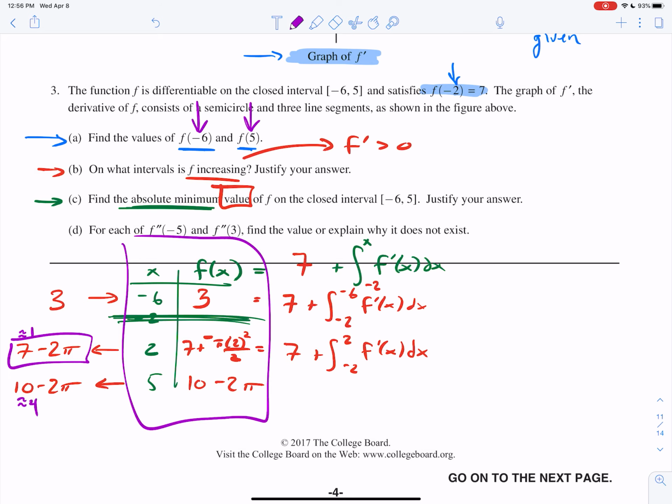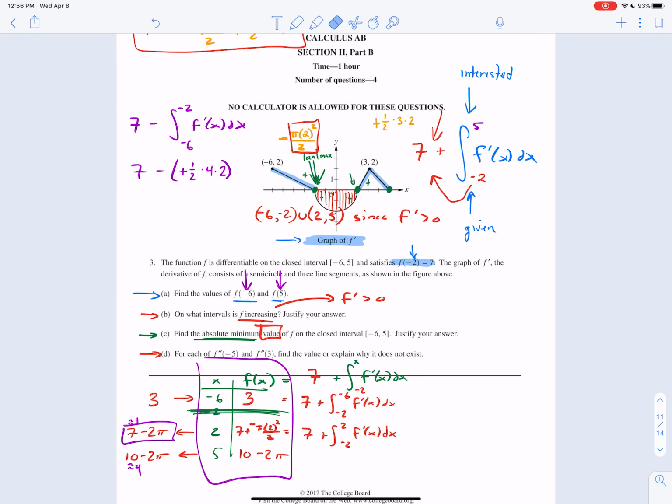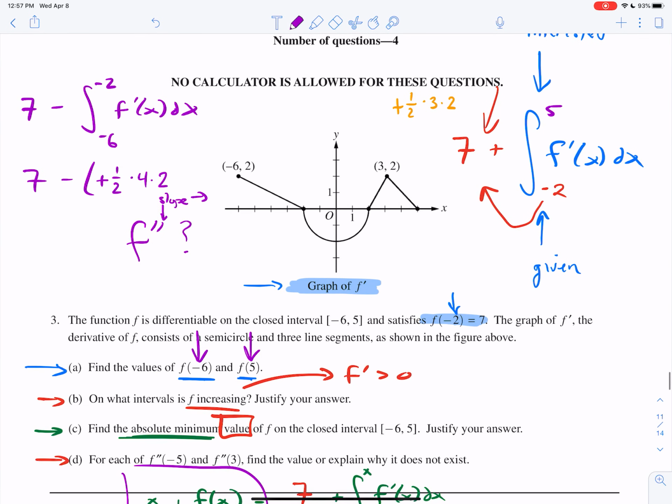Okay, and here's the last one. For each of f double prime of -5 and f double prime of 3, find the value. Okay, so we're given the graph of f prime. Okay, so what does f double prime mean? Okay, it's really just the slope of that. Okay, so they're asking us, well, what's the slope at -5?